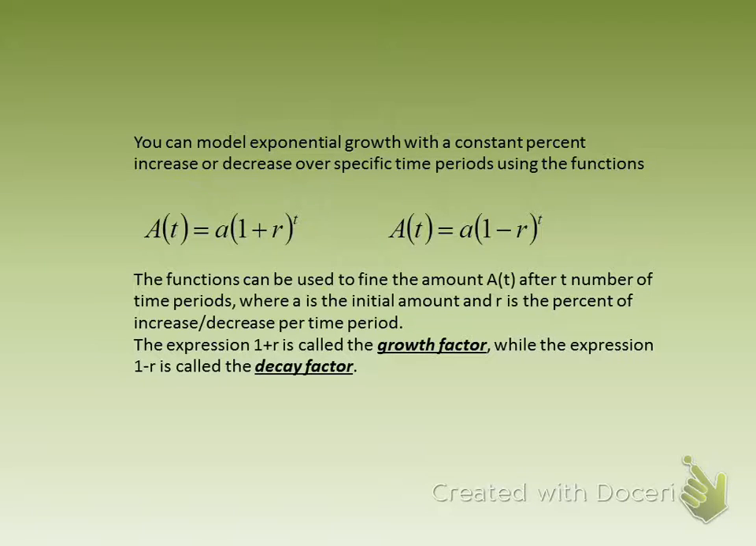Make sense? Okay. The expression 1 plus r is called the growth factor. The expression 1 minus r is called the decay factor. Obviously, you're going to use the plus for growth, the minus for decay. Alrighty? Questions on this so far? Those are your formulas.